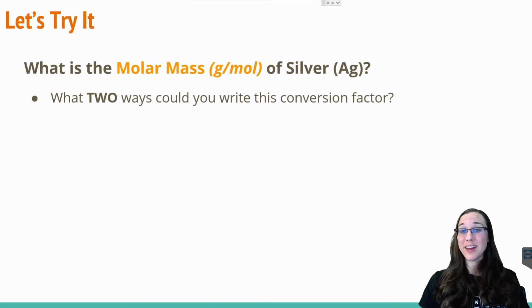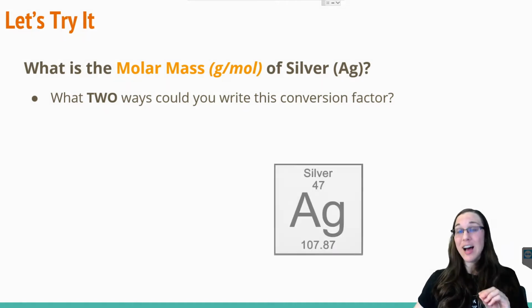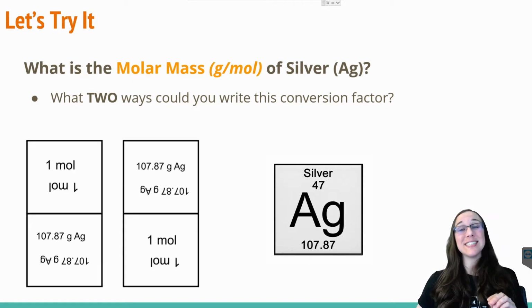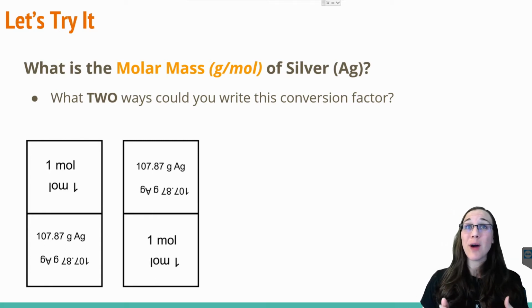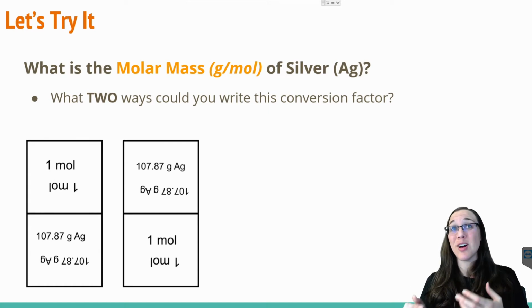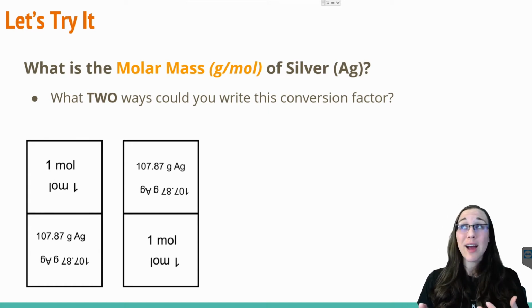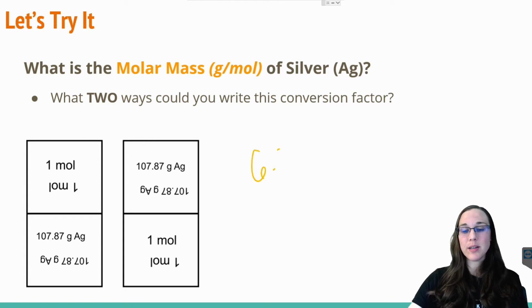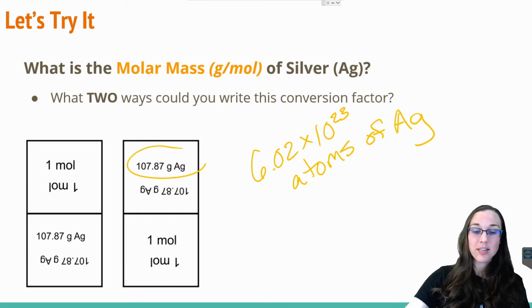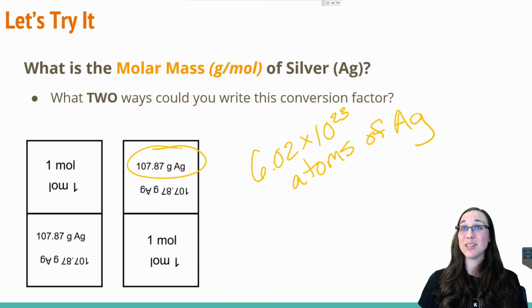Hopefully you went to the periodic table, you found silver, Ag, and you looked for the number underneath Ag. And that number is 107.87 grams per mole. So if we were to weigh out 107.87 grams of silver on a scale, you would have 1 mole of silver present, or 6.02 times 10 to the 23rd atoms of silver.